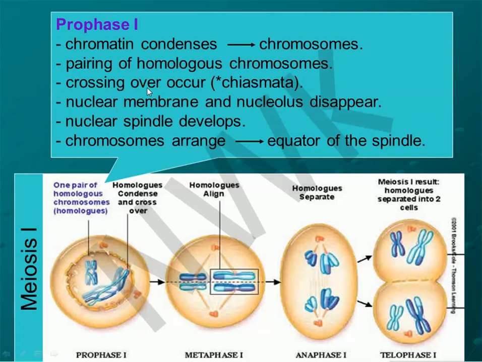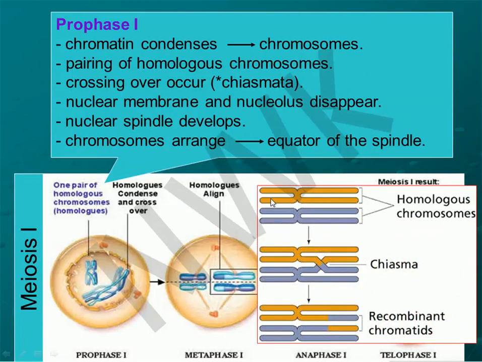So this is referring to the pairing of homologous chromosomes, which means chromosomes having the same length will pair together to form a homologous pair. This is not seen in mitosis. Then when the homologous chromosomes pair together, what is the purpose of pairing? Because they want to exchange chromatid arms. This process is called crossing over.